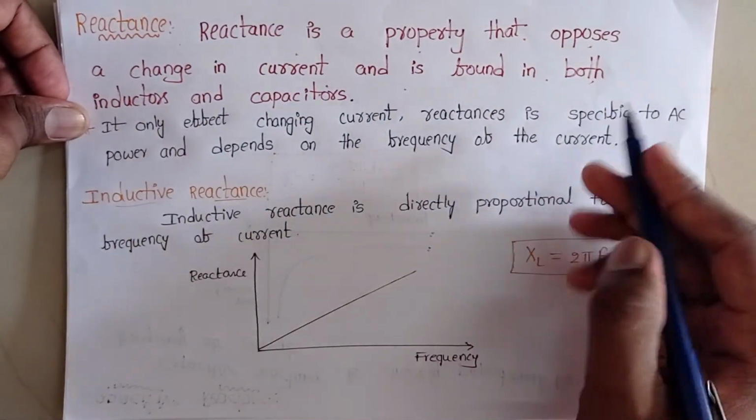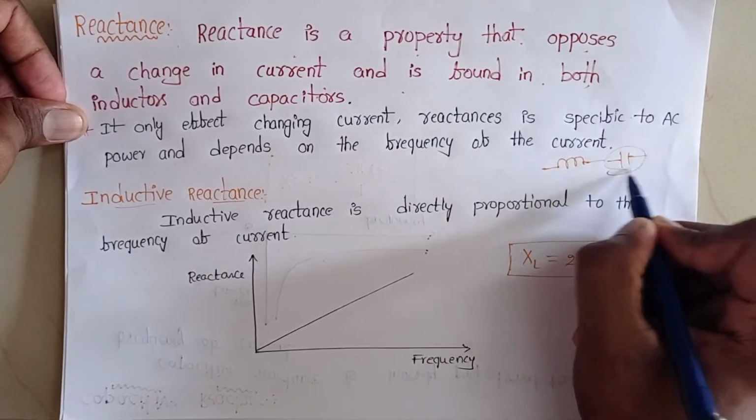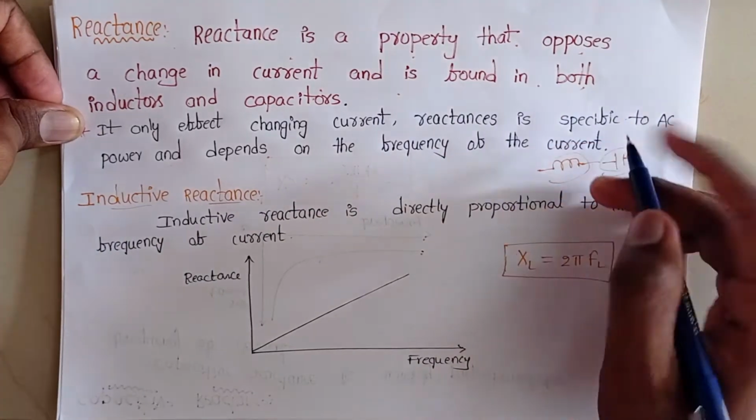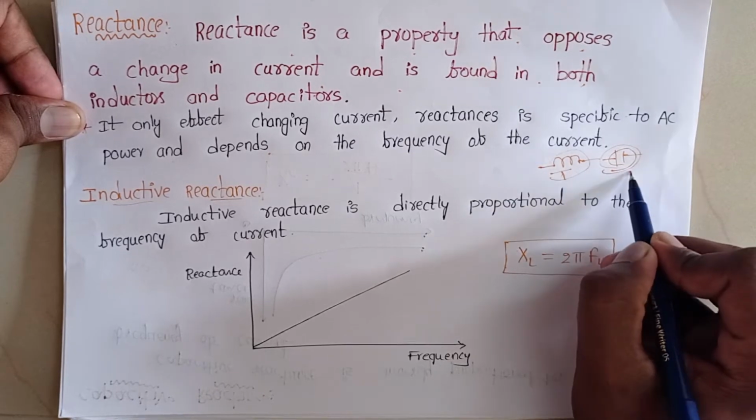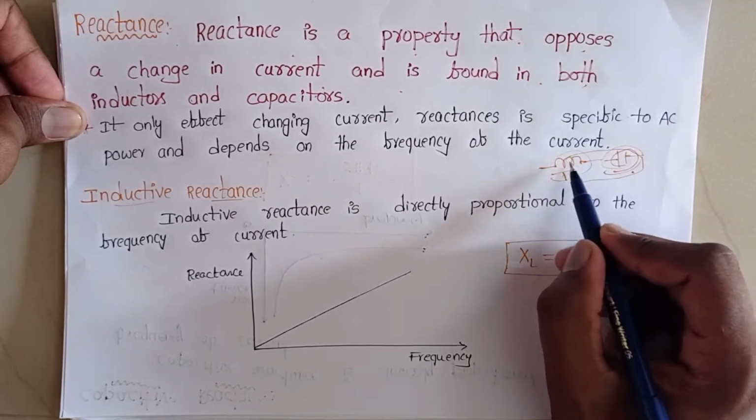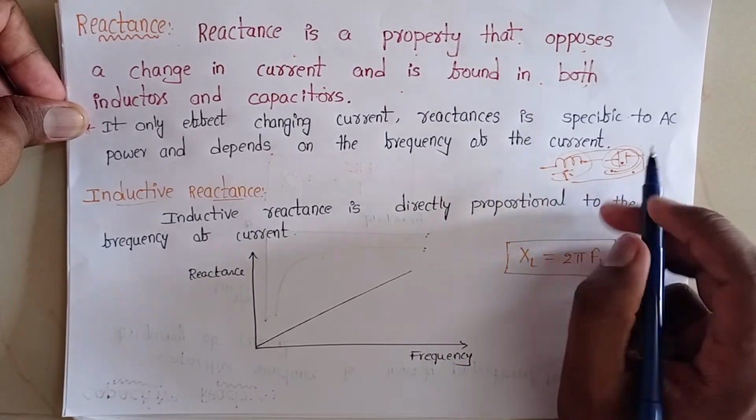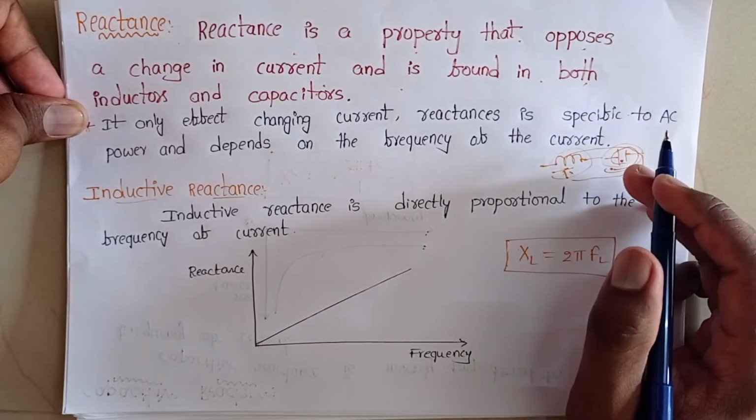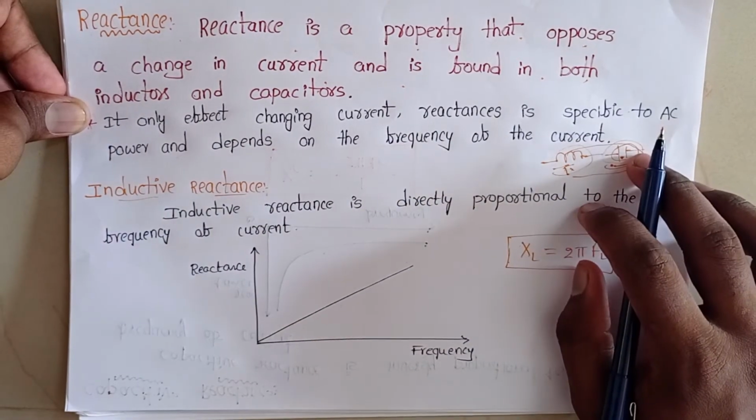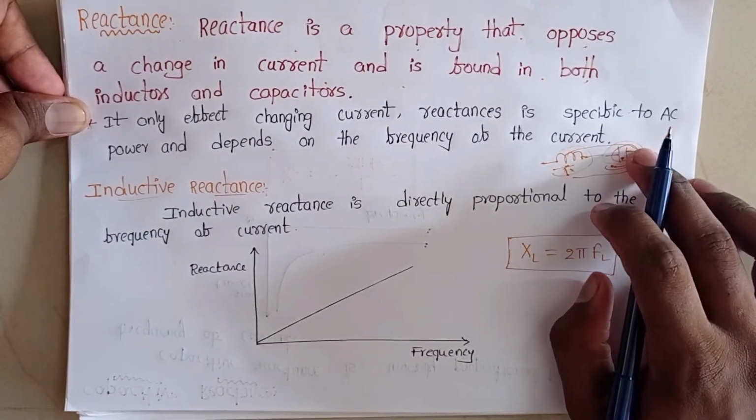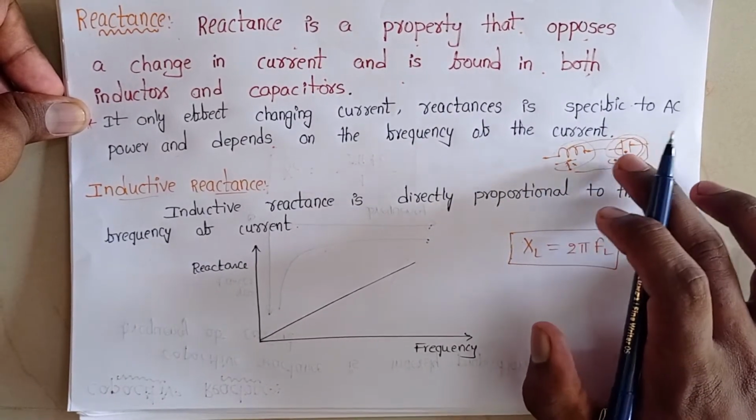We know inductors and capacitors are current sensitive elements, which means an inductor opposes the sudden change of current and a capacitor opposes the sudden change of voltage. If we suddenly apply a current, then reactance is present in both the inductor and the capacitor. That's why if we suddenly change the current or voltage, it is not in steady state, it is in transient state. That is nothing but the reactance. Reactance is the opposing property of inductors and capacitors.